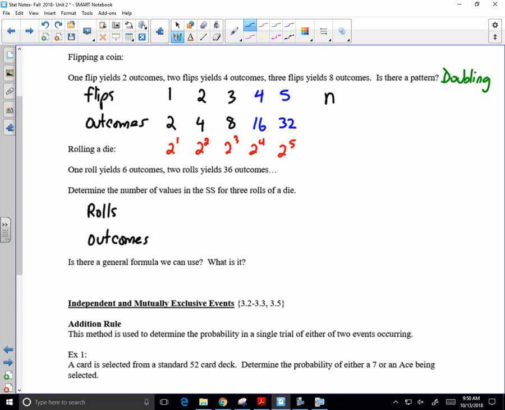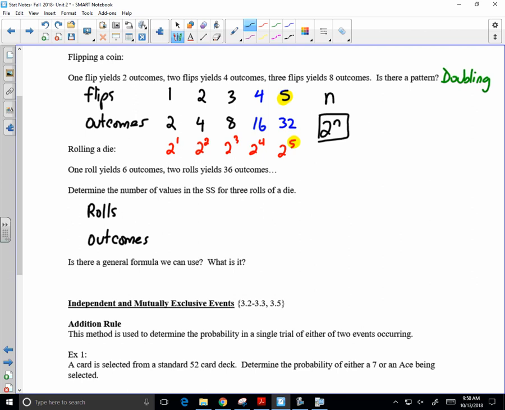I could figure out the number of outcomes based on this relationship, again, because there is consistency between the number of flips and the power of 2. So it has to be 2 to whatever n is. All right, so if I were to determine the number of outcomes for 10 flips of a coin, you could say 2 to the 10th power.